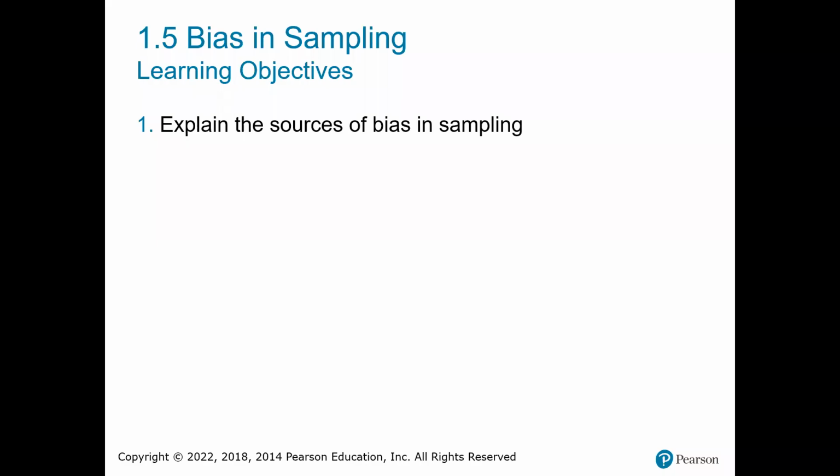All right, so here's the last section of chapter 1. We are going to cover section 1.5, which is about bias in sampling.